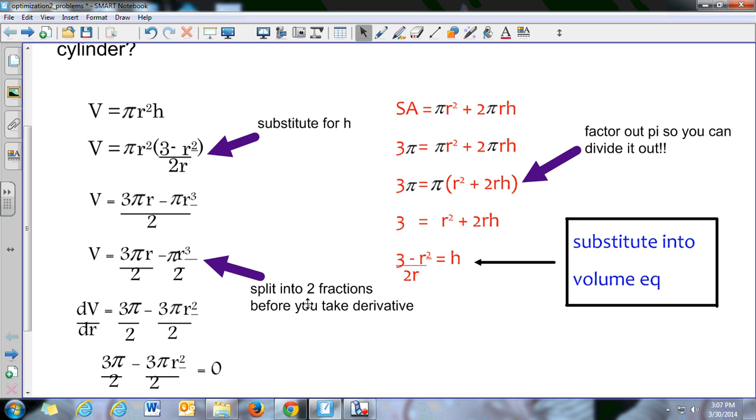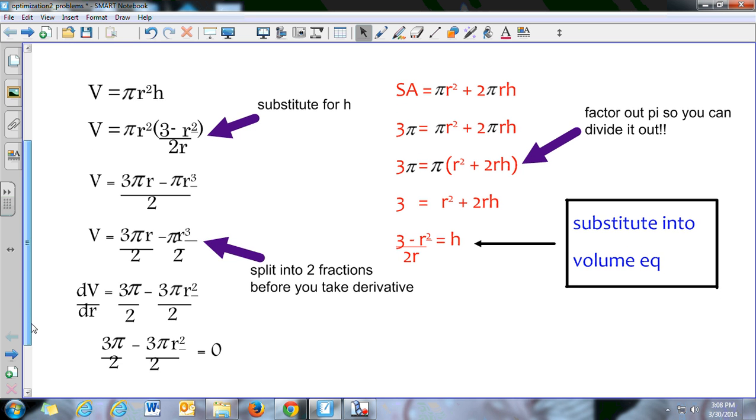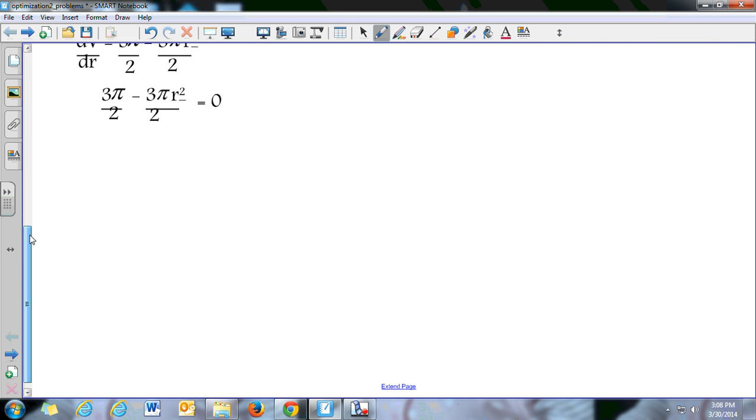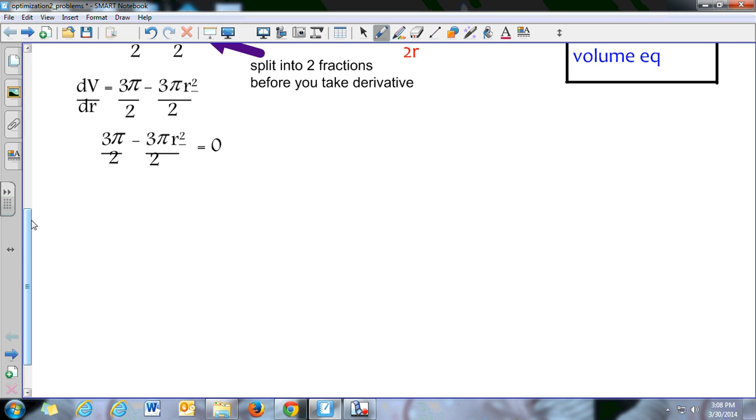So just like before, you can see that we're splitting that into two fractions, and then we're able to take our derivative using our power rule. If we set that equal to 0, we can now solve. Since both fractions are over 2, we can cancel those out. They would just multiply out anyway.